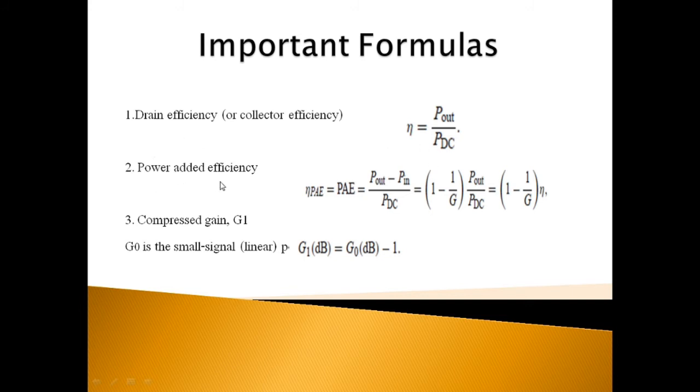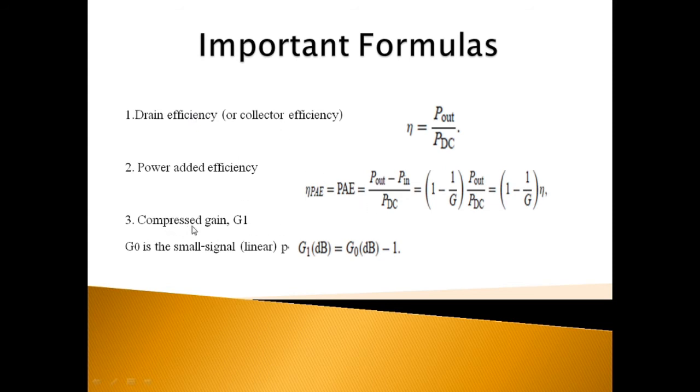Now the next formula is power added efficiency. What does this power added efficiency represent? It is the contribution of the DC input power for generating useful output power. So basically this power added efficiency is an important parameter for analyzing the capacity of that particular amplifier, and the formula is P out minus P in divided by PDC, which is equal to 1 minus 1 by G into P out divided by PDC, where G represents gain, and that is equal to 1 minus 1 by G into eta. So this will give the relation between the collector or drain efficiency and the power added efficiency.